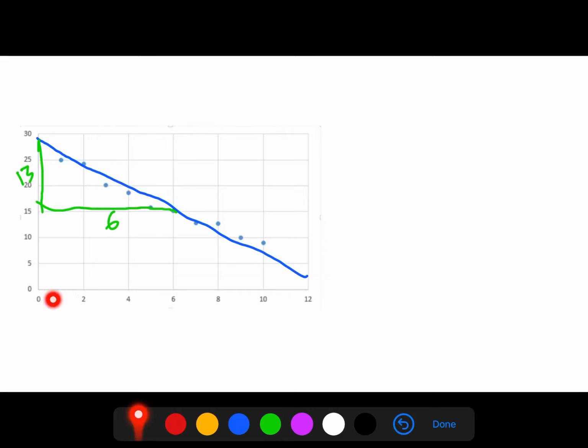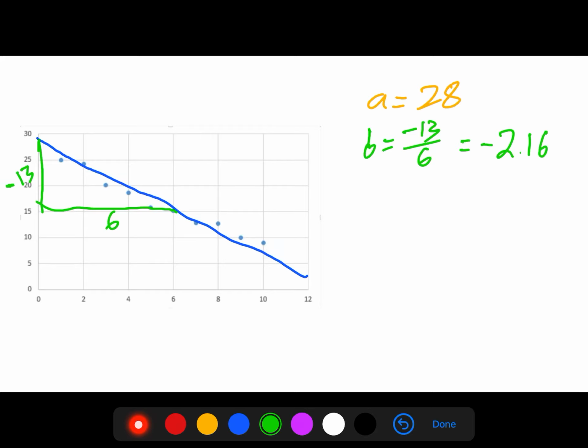So notice you have to look at your numbers on your measurements. So this one started at 28 and ended up around 15. And this one started at 0 and ended up around 6. Notice this 13 is going down, so I'm going to put a negative there. So my A I had as 28, and my B I have as negative 13 over 6. If you wanted to make a decimal out of that, what is that? Negative 2.167 or something.